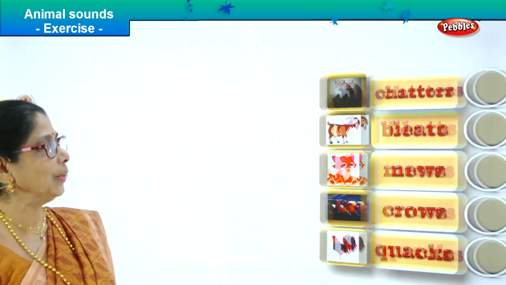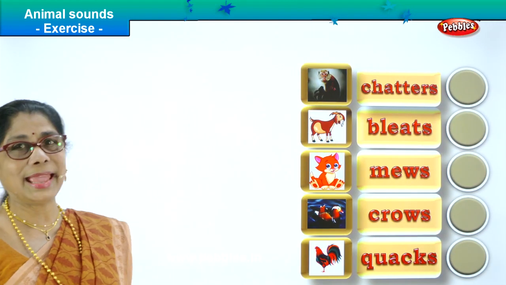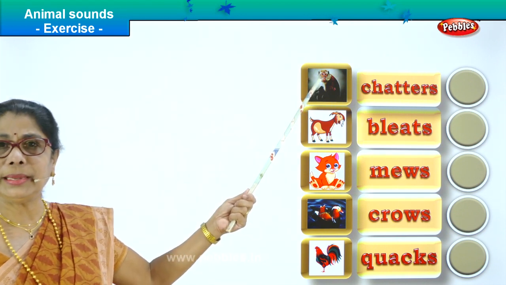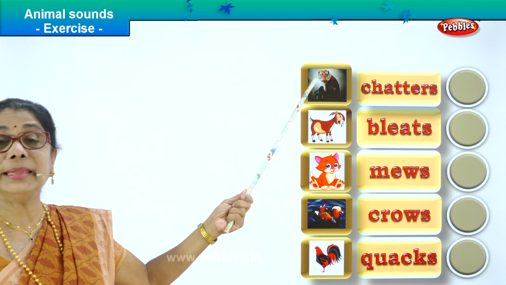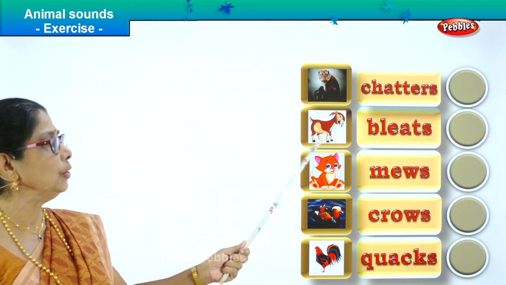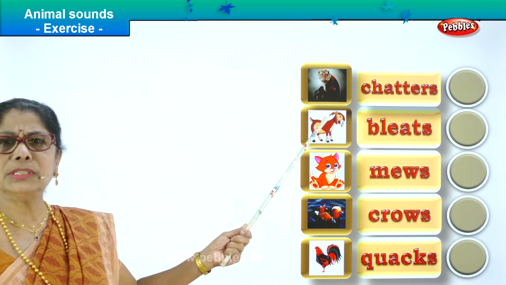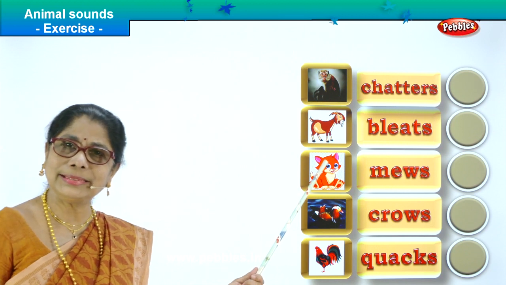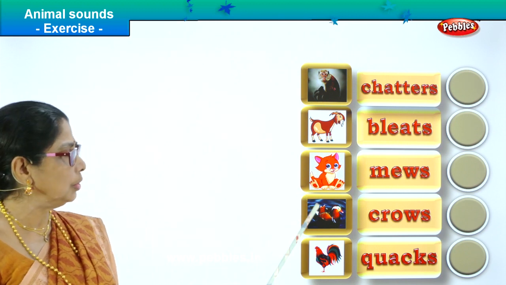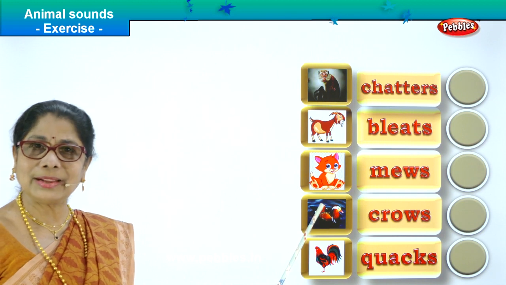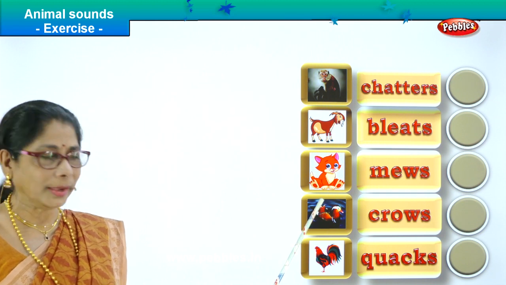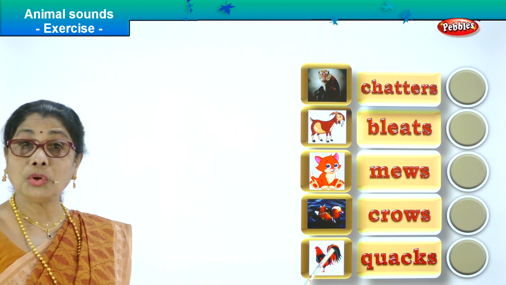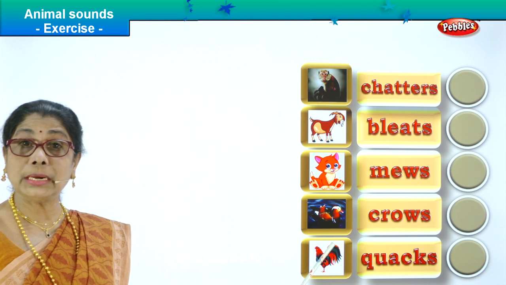Shall we? Look what you have here. Let's look at all the animals. What's the first one? We have a monkey. What's the sound made by the monkey? Chatters. Yes, good. And here you have a goat. What's the sound he makes? He bleats. Good. And here you have a cat. What does the cat say? Meow. Mews. Good. And what do you have here? A duck. What does the duck say? Quack, quack, quack. Good. And here you have a cock. What does the cock say? Cock-a-doodle-doo. Cock crows early in the morning.